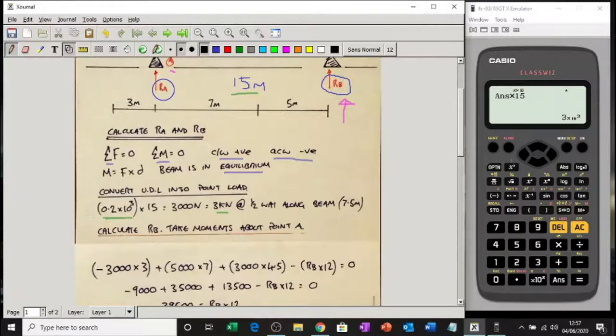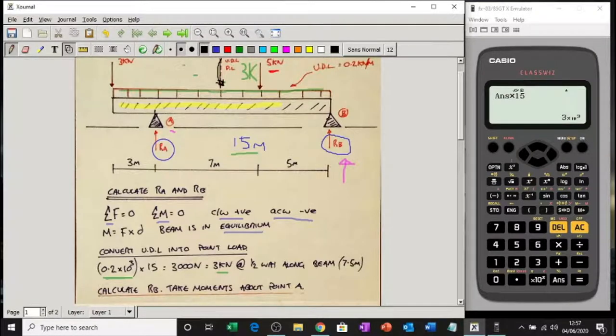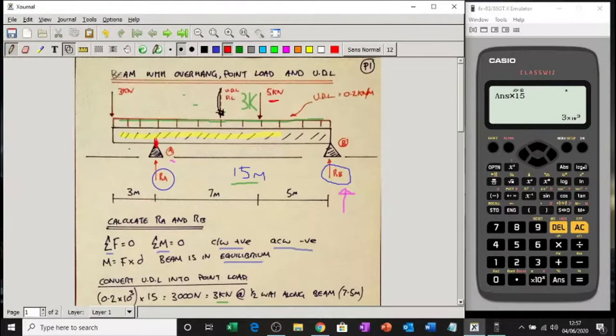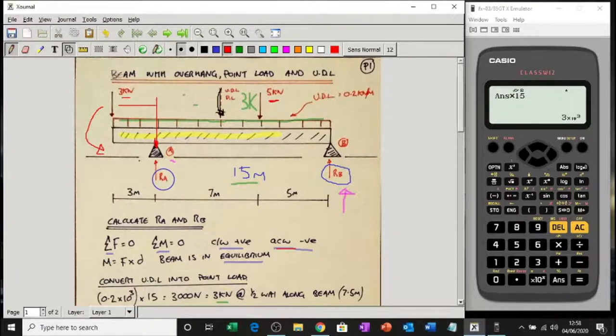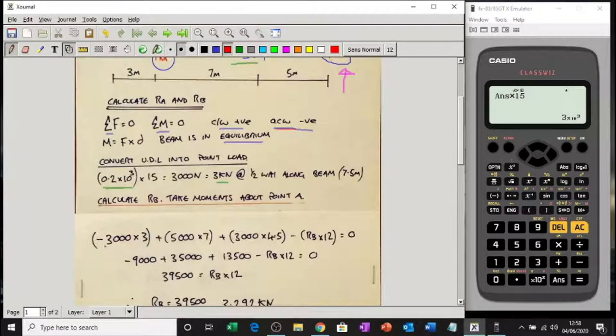Force times distance, and we're going from point A. That's my pivot point right there, so all distances come to that point. The first one, I've done 3,000 times by 3. This 3,000 is kilonewtons, so 3 kilonewtons, which is 3,000. That's my force. How far away is it from this point? It's 3 meters. And it's trying to move this beam anti-clockwise, which we call negative. So there's my 3,000 times by 3. It's going anti-clockwise, that's why I've got a minus number there. So it's minus 3,000 times by 3, because it's 3 meters from this point to this point.